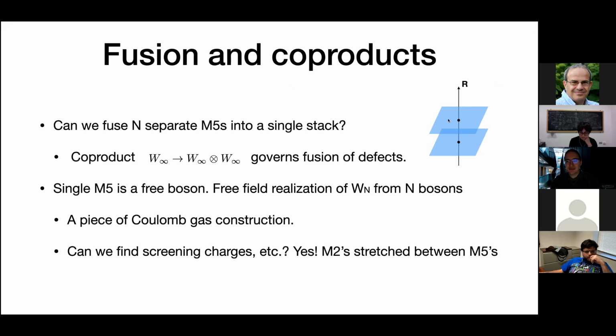Because on each individual brane you find a free boson, this construction actually matches the free field realization of vertex algebras, of W algebras, where W_N is built out of N free bosons. This free field realization is a piece of a more general construction called the Coulomb-gas construction, where you build the conformal blocks of W_N out of conformal blocks of free bosons with the insertion of some auxiliary screening charges, which are integrated along contours on your Riemann surface. And we found, and perhaps I will briefly mention something about it later on, we did find a very natural physical interpretation of these screening charges: segments of M2 branes stretched between the branes.